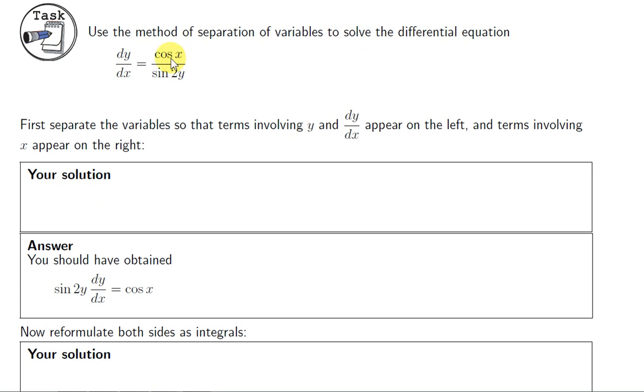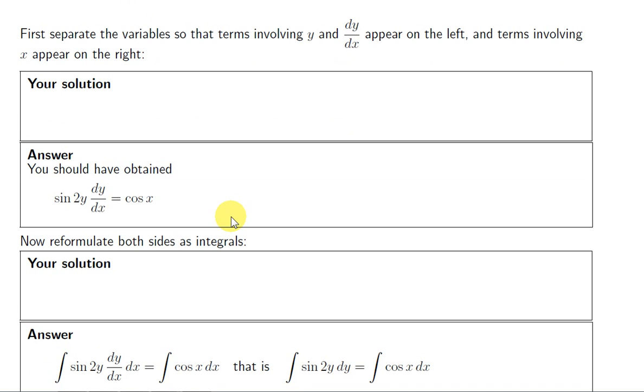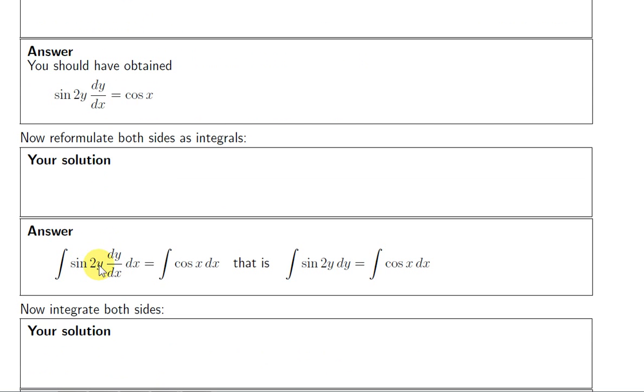In this example we can see the right hand side is a product of a function of x and a function of y. Like the previous example, the quickest way to separate the variables is simply to cross multiply here. Sine 2y times dy equals cos of x times dx. This line here is the result of cross multiplying, the quickest way to do it. Then we just integrate both sides.